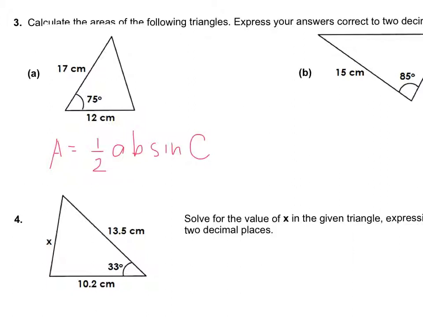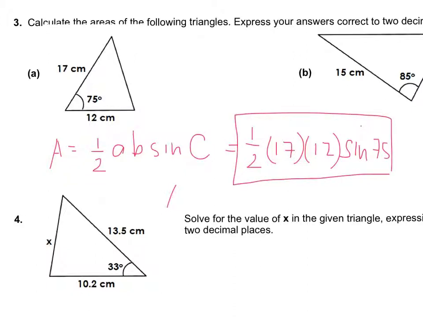Now the letters are just arbitrary, meaning they are just assigned letters. What will be our A and B? Yes, 17 and 12. So the area becomes 1/2 times 17 and 12. You can interchange them because they're just A and B. Sine of, what is our angle? 75. Then just plug this in the calculator to get the value for the area. The answer is 98.52. This is in terms of centimeters, so cm squared. We round to 2 decimal places, that's why we have 0.52.